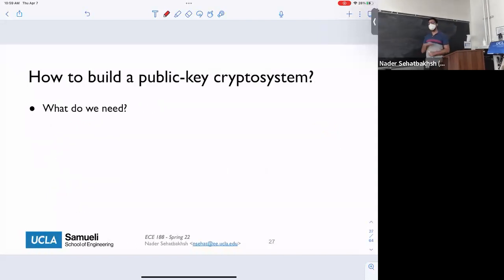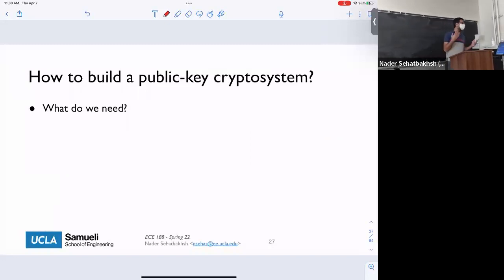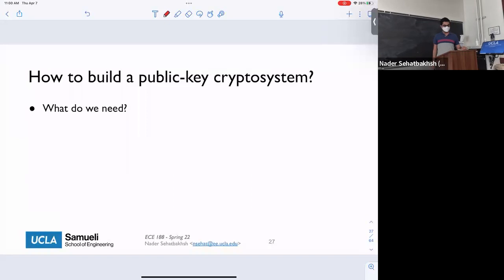Okay. So now we need the requirements. Let's see how we build a public key cryptosystem. Before that, let's have maybe a 5-minute break, and then I'm going to describe to you how we achieve an asymmetric encryption system.